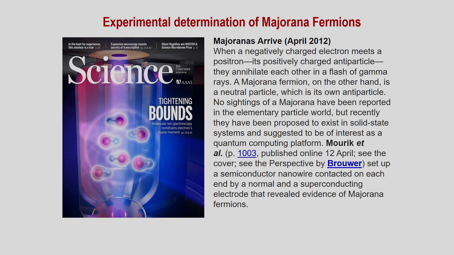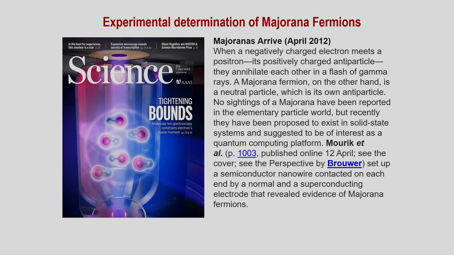So people wanted to see in condensed matter physics whether Majorana fermions exist. I just made a passing remark that Majorana actually thought this is relevant to neutrinos, and it was never seen in the context of neutrinos. So people wanted to see whether in condensed matter systems it can exist, and there was a Science article in April 2012. The cover was this, and the front page said that Majoranas arrive. It says that when a negatively charged electron meets a positron, its positively charged antiparticle, they annihilate each other in a flash of gamma rays. A Majorana fermion, on the other hand, is a neutral particle, which is its own antiparticle. This is what we have said.